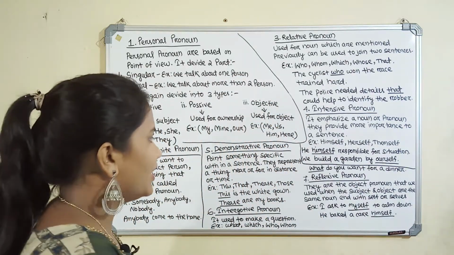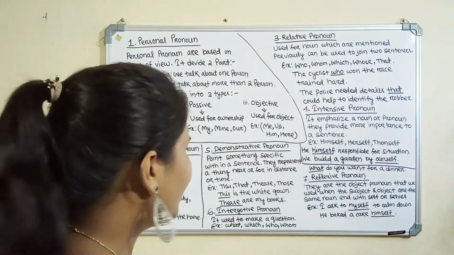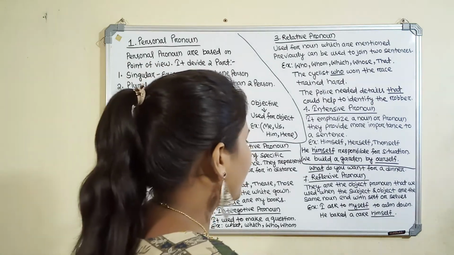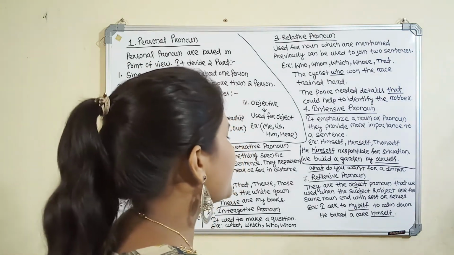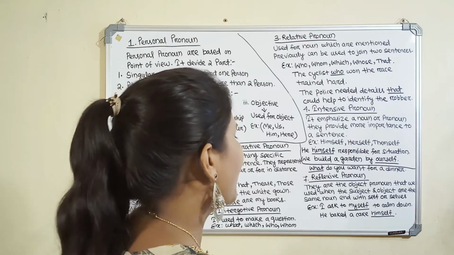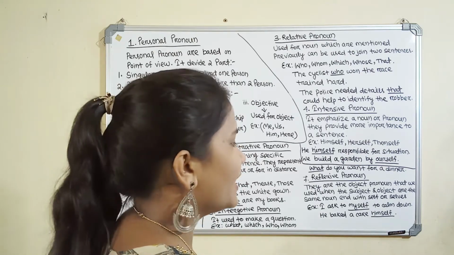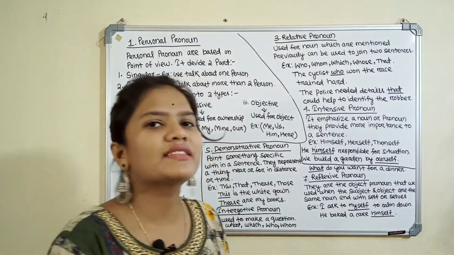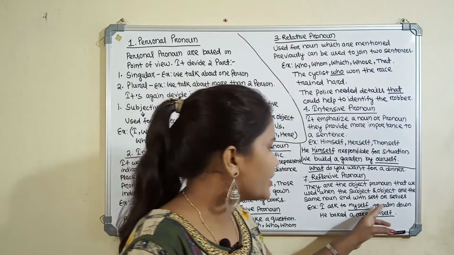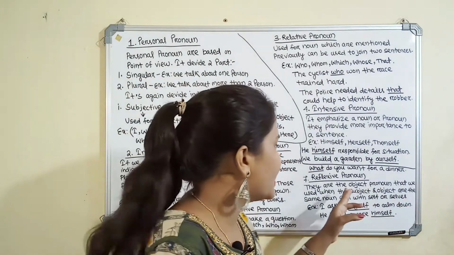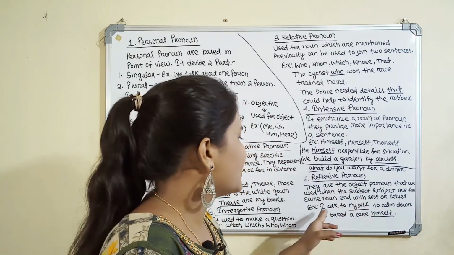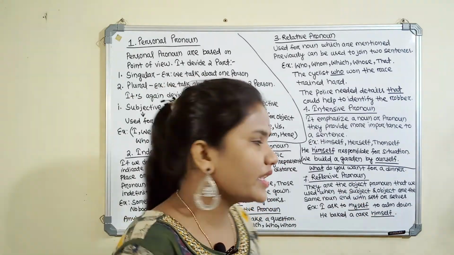Let's move to the seventh type of pronoun, that is the reflexive pronoun. They are the object pronouns that we use when the subject and object are the same noun, ending with self. If the pronoun ends with the word self or selves, that is called reflexive pronoun. Examples are ourself, themselves, like this.